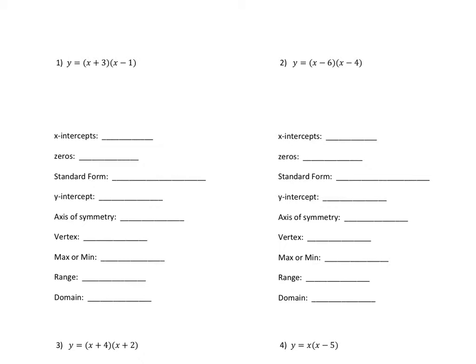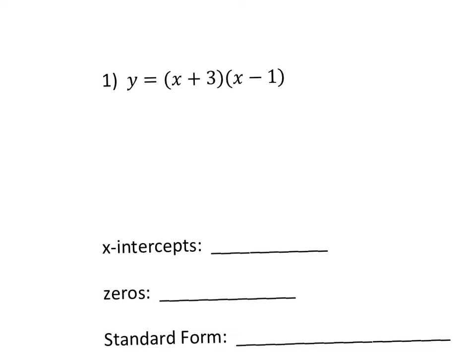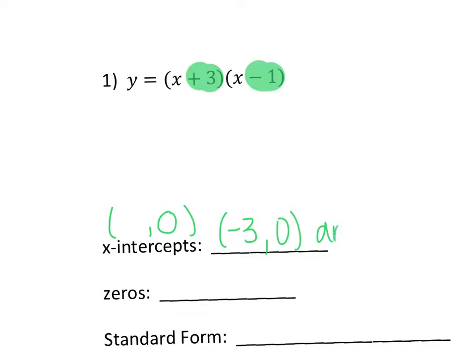Well, if I want to find my x-intercepts, they're going to come from the numbers in my parentheses. Looking at problem 1, the numbers in my parentheses are positive 3 and negative 1. So my x-intercepts, I'm going to write them in ordered pair form. Remember, in ordered pair form, an x-intercept is always a number and then 0. So my x-intercepts are going to be negative 3, 0, and positive 1, 0.